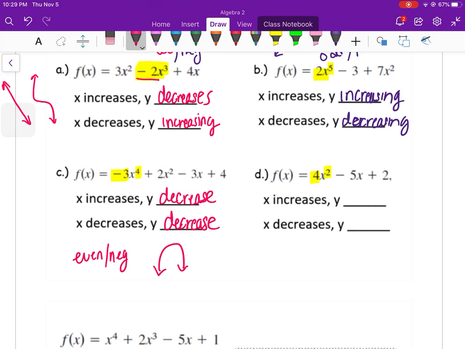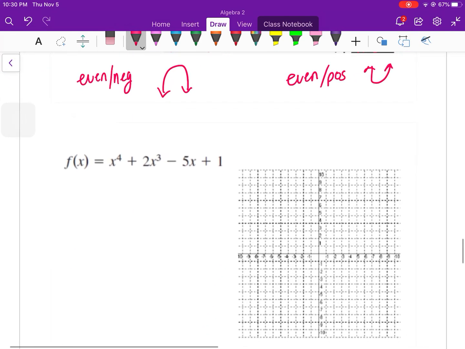And then the last one has an even power again with a positive coefficient, which means it's going to open up. So in either direction, it is going to increase on both sides, or go up.